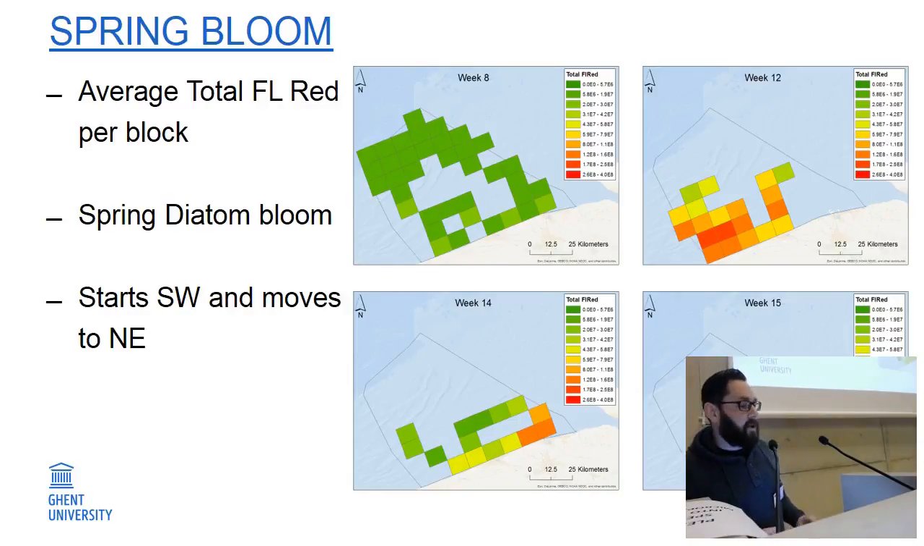What you see here in the blocks are the average total fluorescence red, which was a proxy for biomass. And what you see here is the spring diatom bloom. It starts in the southwest and it moves slowly to the northeast.